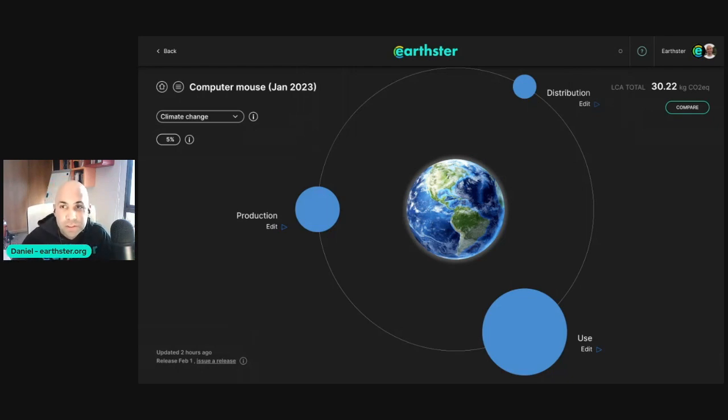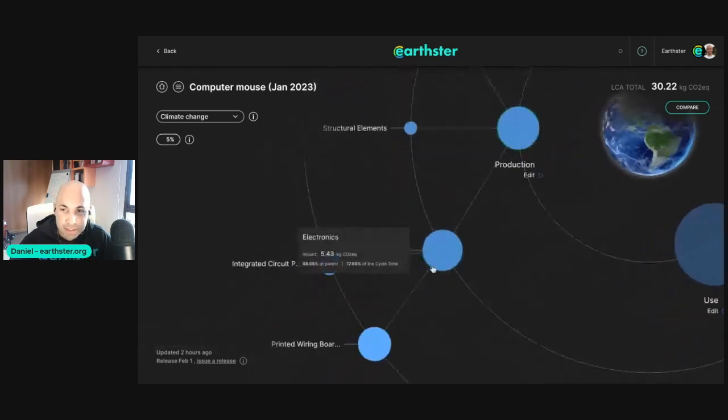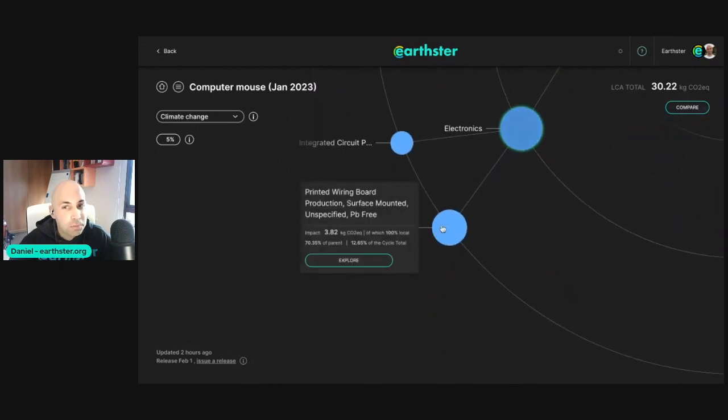So the data structure that we use, instead of people having their individual machines and their individual servers, is this. This is a cycle. It represents a life cycle of a product. And then if I go all over to the edge, everything that I'm seeing here is in my model. But when I get here to the edge, printed wiring board, this is an ecoinvent process in this particular example.